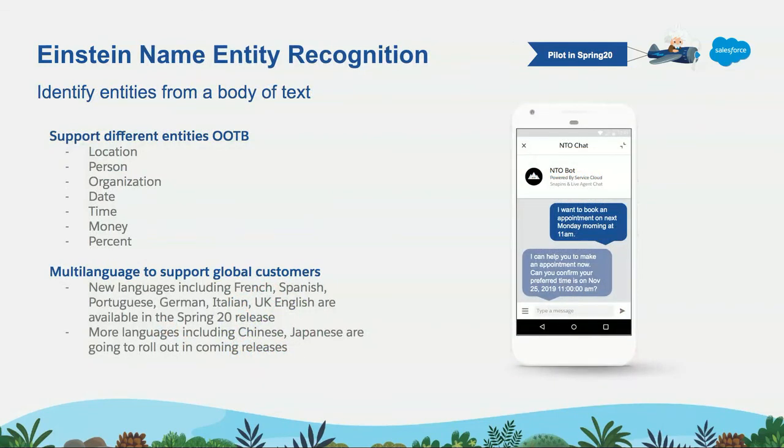Then for named entity recognition, we support seven entities to start: location, person, organization, date, time, money, and percent. We're going to be adding additional entities as we go. We're also starting off with English, but also French, Spanish, Portuguese, German, Italian, and UK English, and then the Asian languages will be added later on.